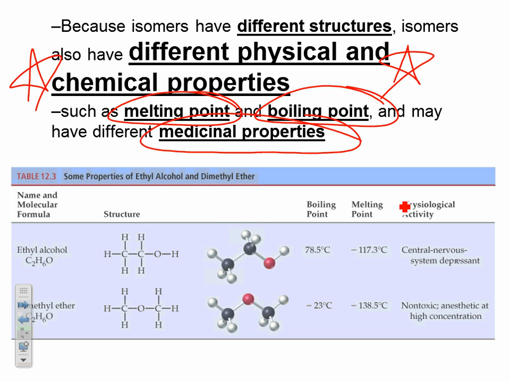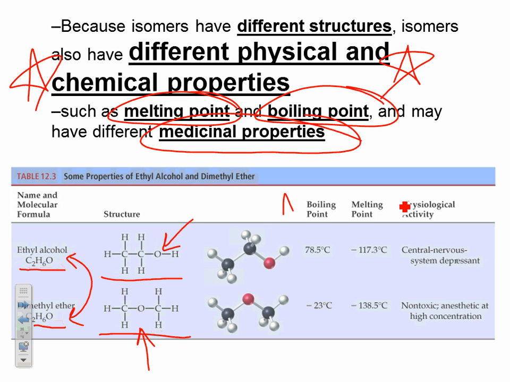So in this example, this table that you have, we have 2 compounds, ethyl alcohol and dimethyl ether. Notice that they have identical numbers and types of atoms, C2H6O. They each have 2 carbons, 6 hydrogens, 1 oxygen. But if we look at the bonding here and here, the location of that oxygen is different. So the arrangement of the atoms is different. These are isomers. They have the same number and type of atoms, but different arrangement of those atoms.